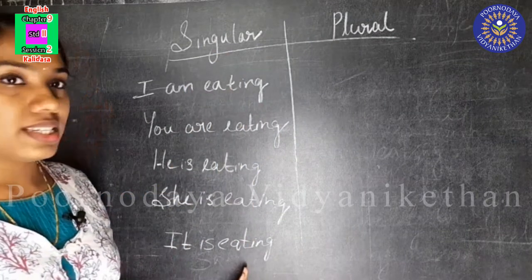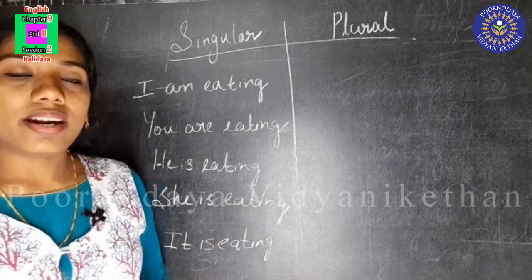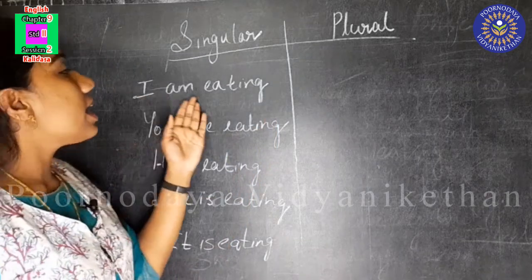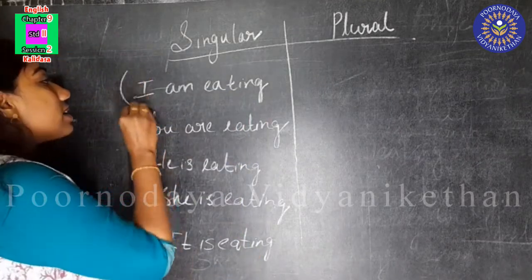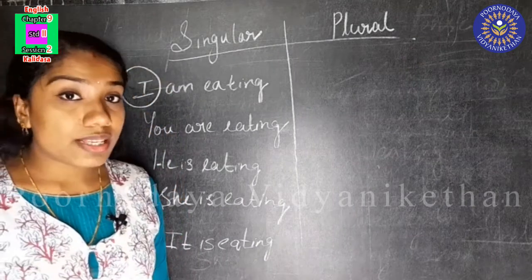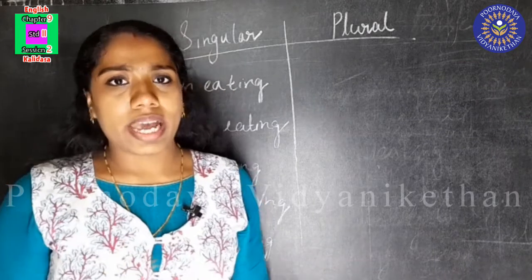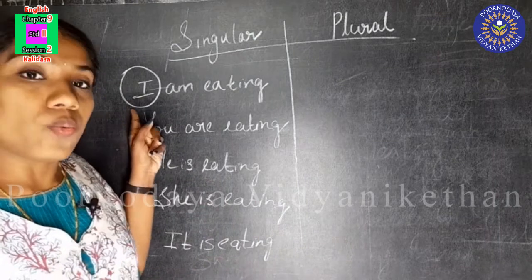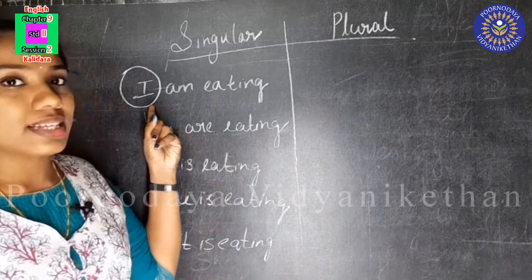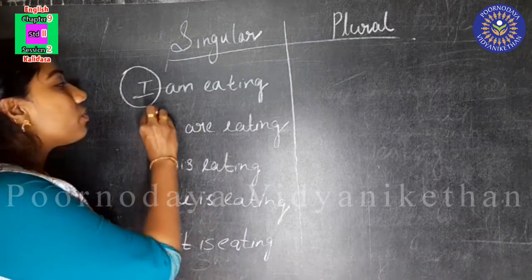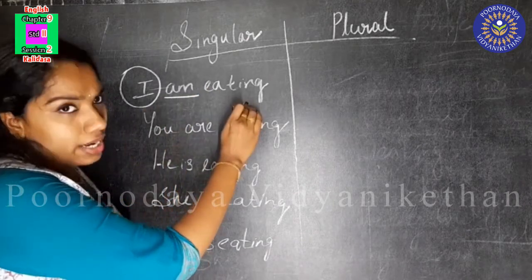Here we have some sentences and we are saying about singular subjects. See this. I am eating. Here I is in singular form. Singular means when there is only one person, one thing or one animal. Here there is only one person, I. I am eating. That means I is in singular form. Here with I we used am. I am plus the ing form of the verb.